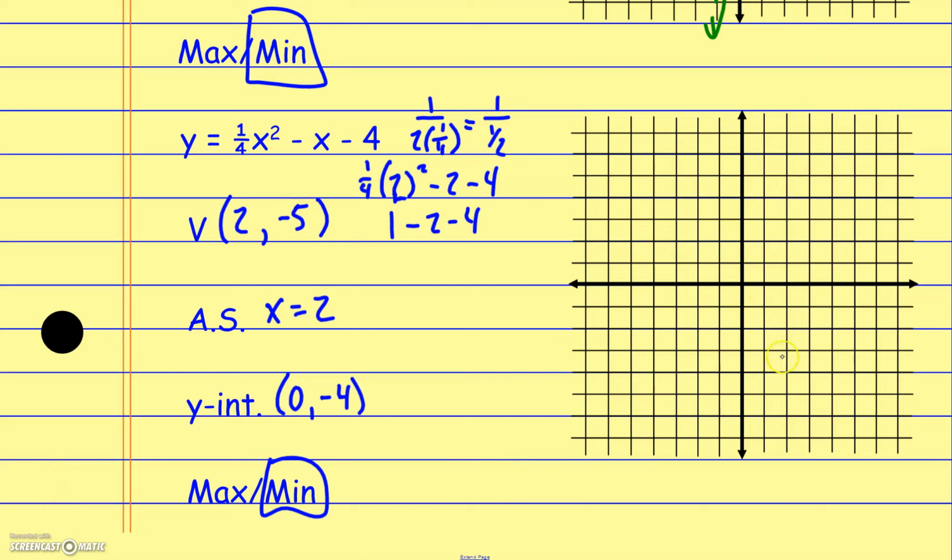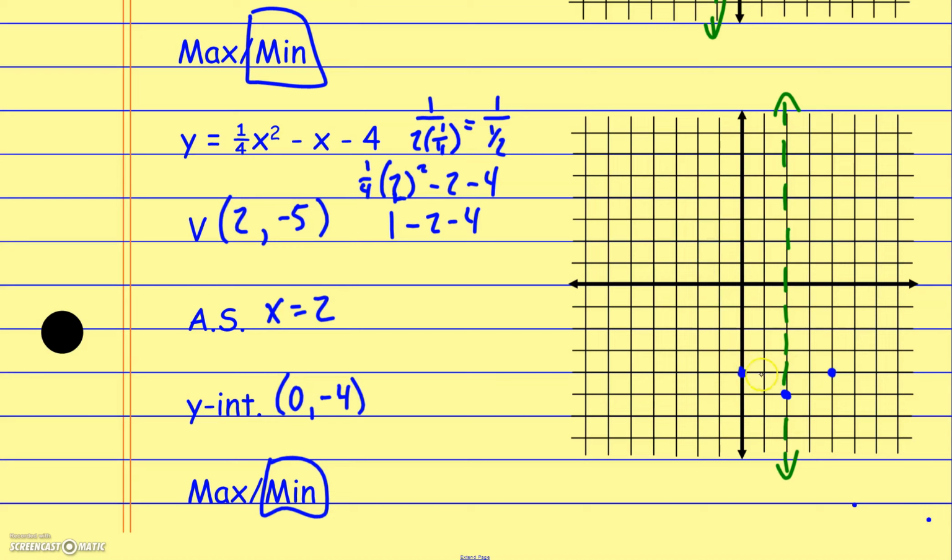I've got 2, -5 for my vertex. I've got the axis of symmetry. I've got the y-intercept at -4. I can reflect that point on the other side. And really, that's enough information to graph this thing. So I'm just going to go ahead and draw the graph. All right, so I get this nice wide parabola.